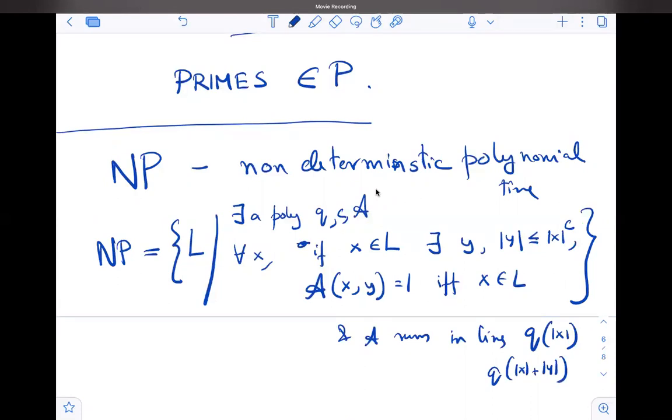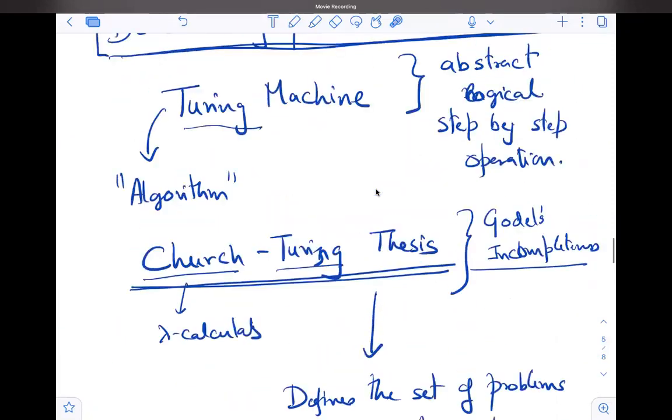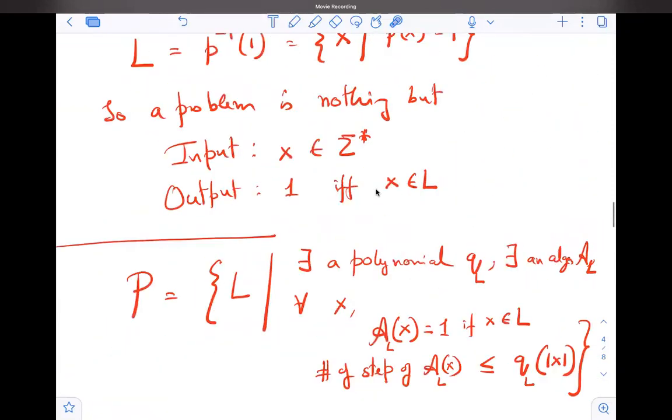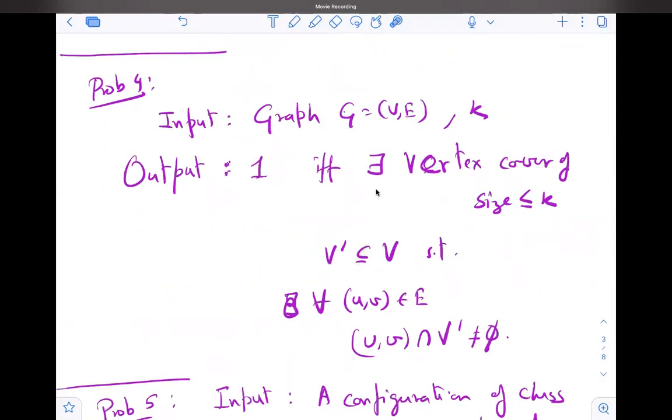See, there exists a Q, right? That's all I'm saying. So in the case of the graph problem, what is the Y? Tell me, what is the Y? Y is the list of vertices in the vertex cover. Yes, Y is the list of vertices in the vertex cover.